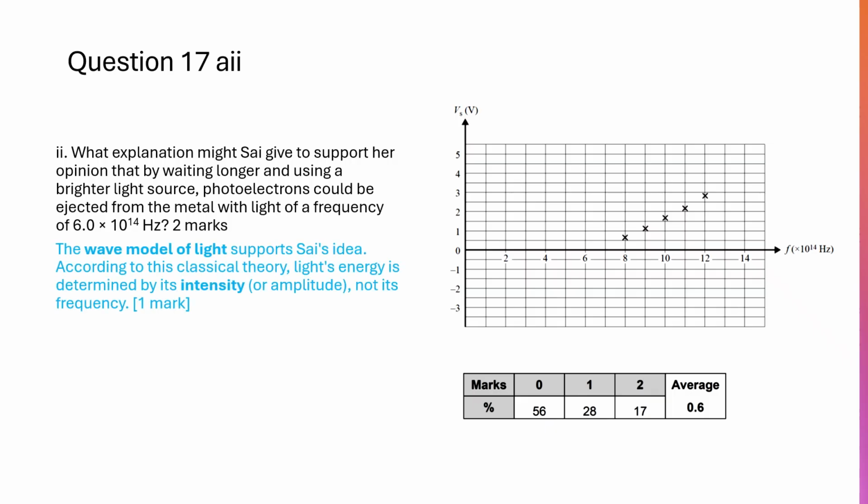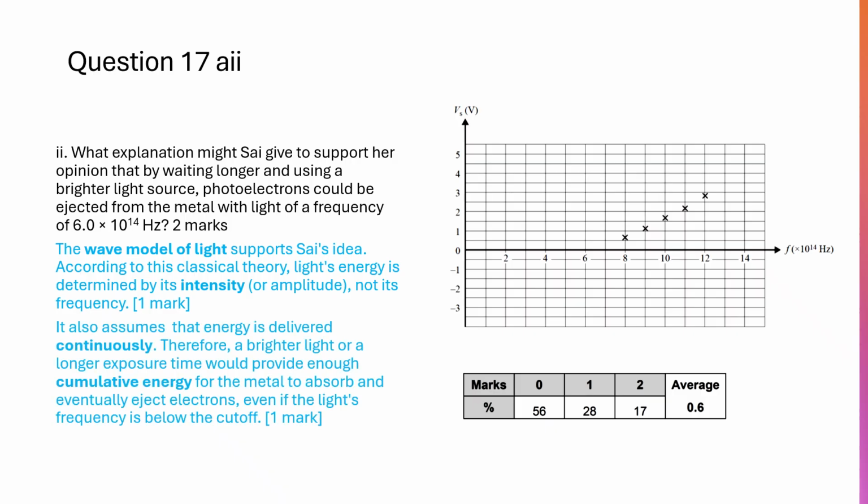The wave model of light supports Tsai's idea. According to this classical theory, light's energy is determined by its intensity, or amplitude, not its frequency. It also assumes that energy is delivered continuously. Therefore, a brighter light, or a longer exposure time, would provide enough cumulative energy for the metal to absorb and eventually eject electrons, even if the light's frequency is below the cutoff.